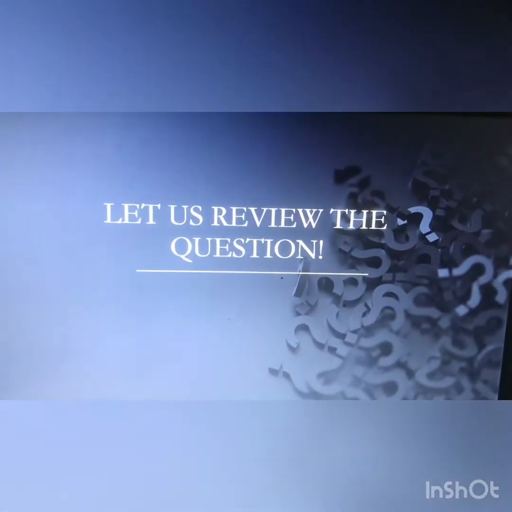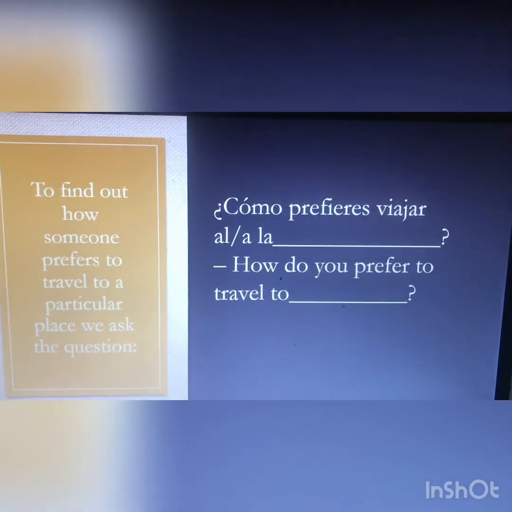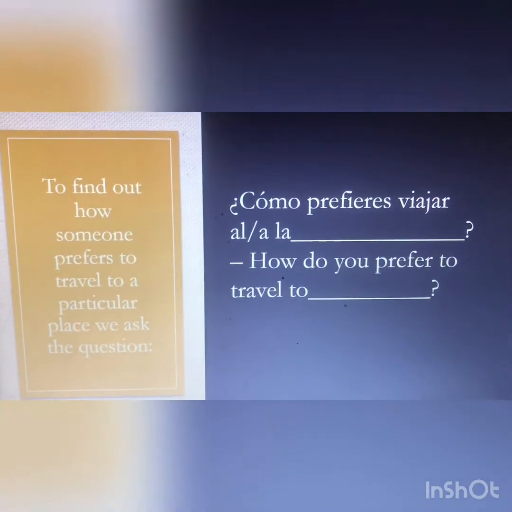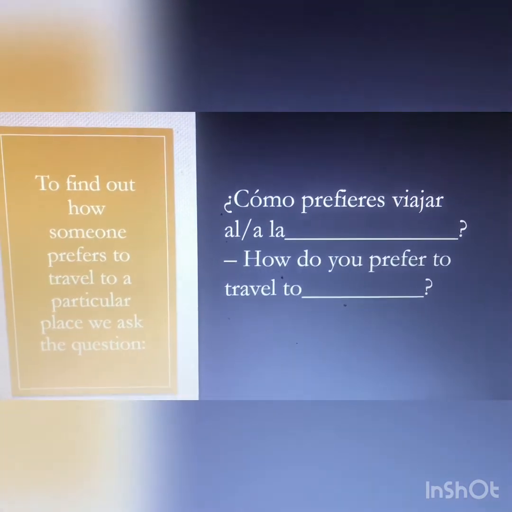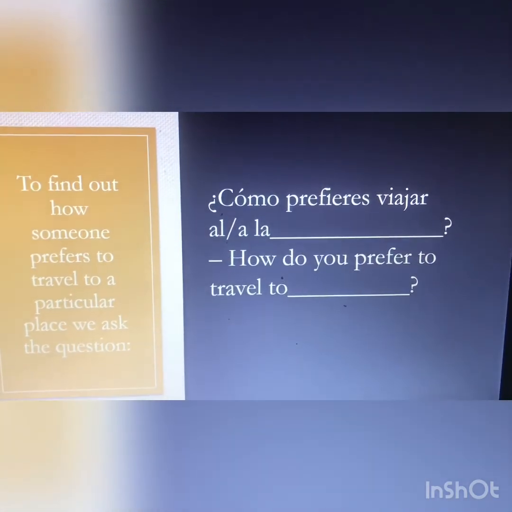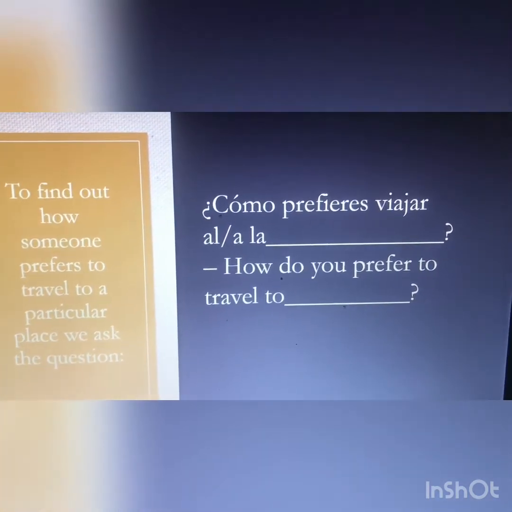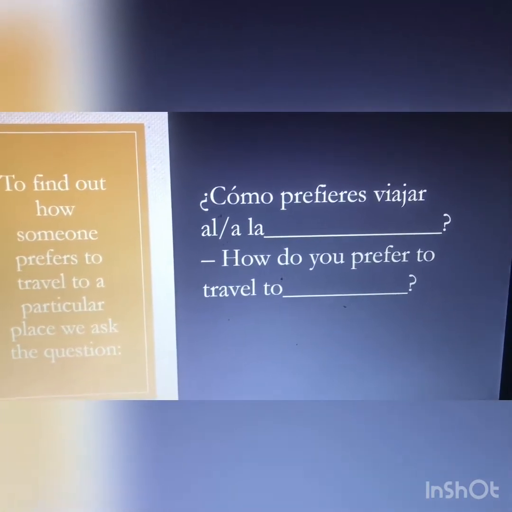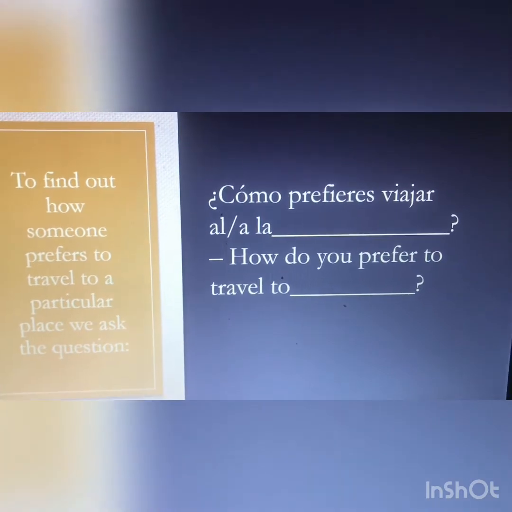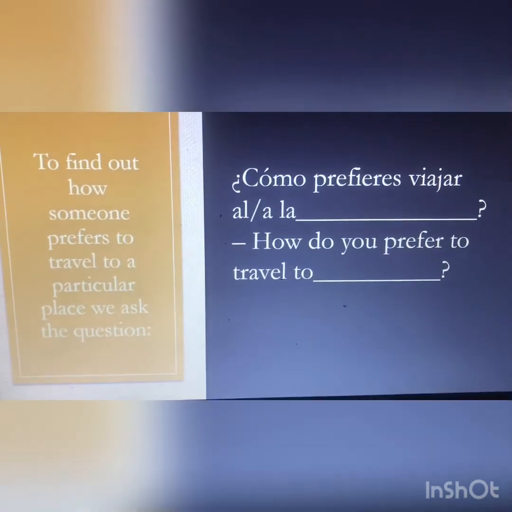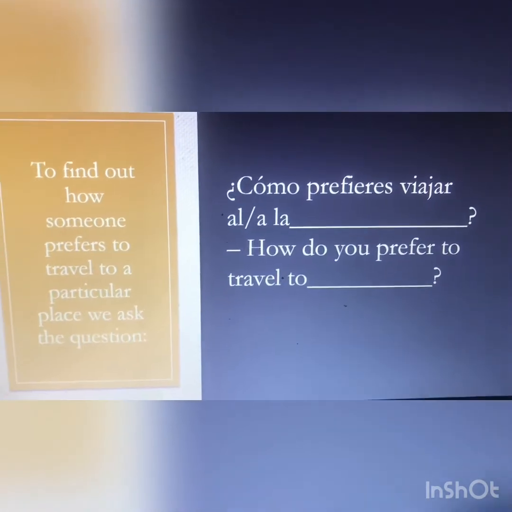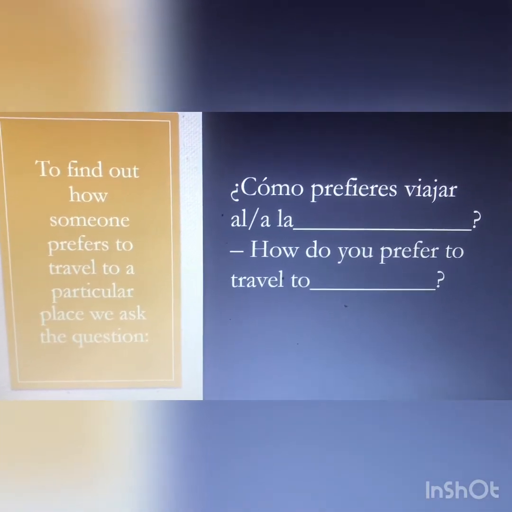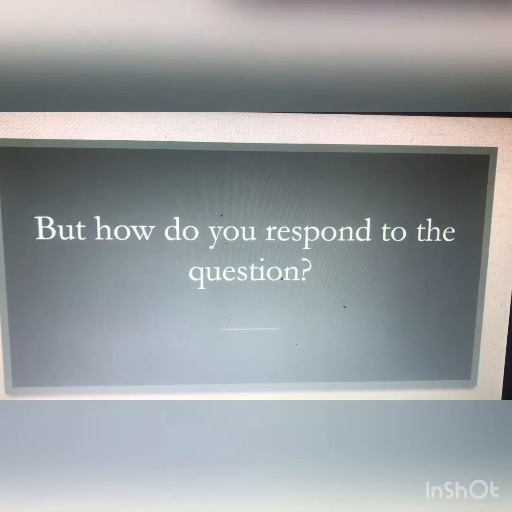So let us review the question. Whenever you want to find out how somebody travels or how they prefer to travel to a particular place, we ask the question, ¿Cómo prefieres viajar al? Or we can say, ¿Cómo prefieres viajar a la? Both questions mean, how do you prefer to travel to? Then the place would go on the line. Recuerda, remember, we use al if the place is masculine and we use a la if the place is feminine.